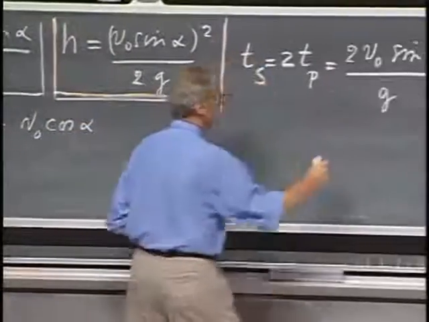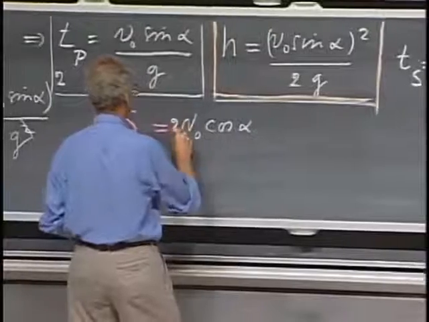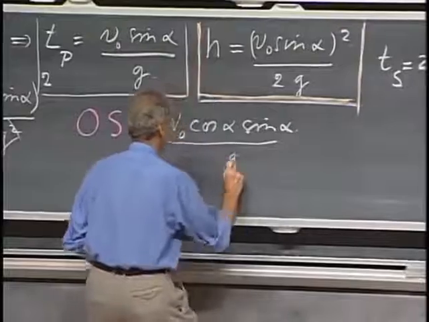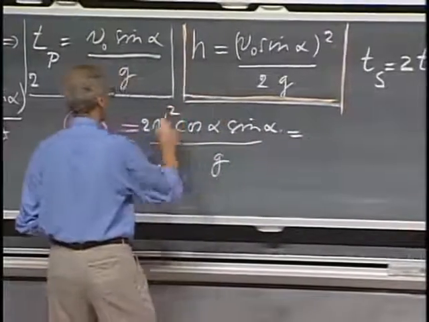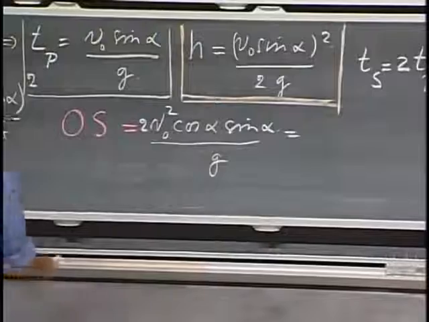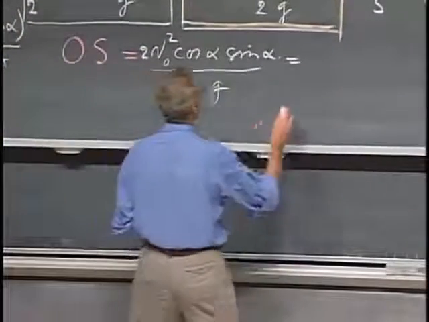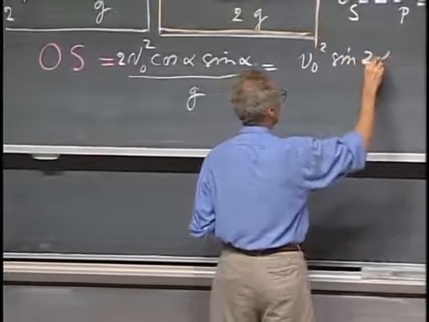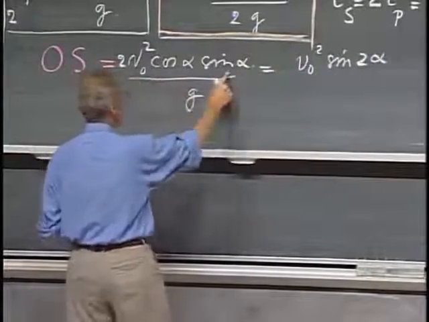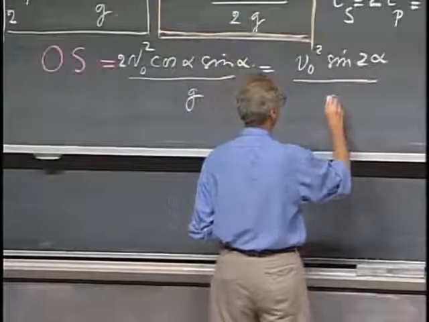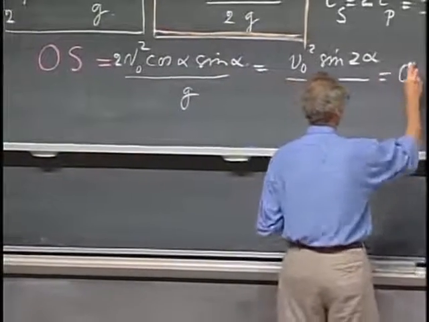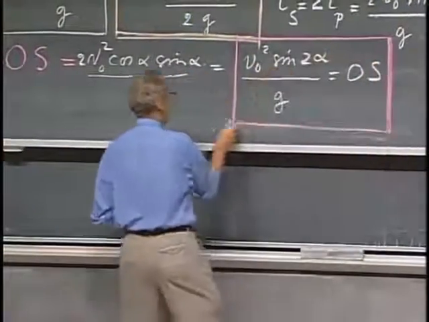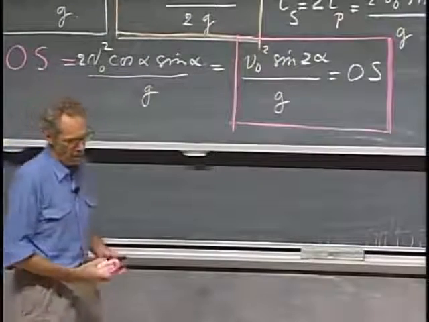That is 2 v0 sine alpha divided by g. So I get a 2 here. I get a sine alpha. And I get a g here. And I have another v0 there. And so the answer is v0 squared times the sine of the double angle. Remember, 2 cosine alpha sine alpha is the sine of 2 alpha, divided by g. And this is OS. And I'm going to need this a lot. This reminds me not to remove it.